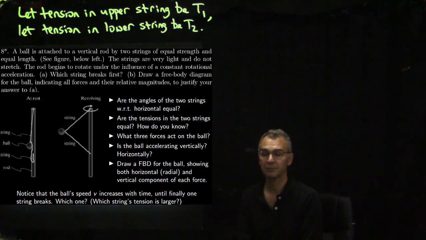Draw a free body diagram for the ball, indicating all forces and their relative magnitudes to justify your answer to part A. And I think we're going to assume that the rotation rate of the rod increases very slowly, so we don't have to worry about the magnitude of whatever force is causing the rotation to increase.